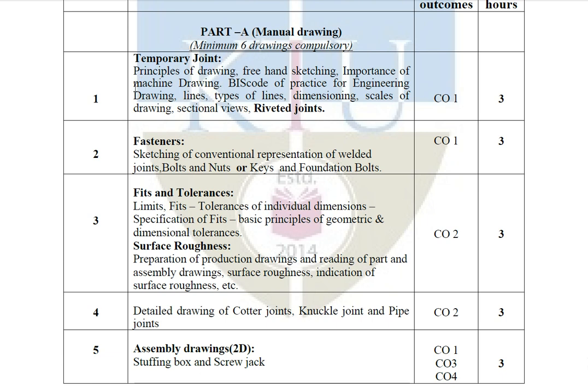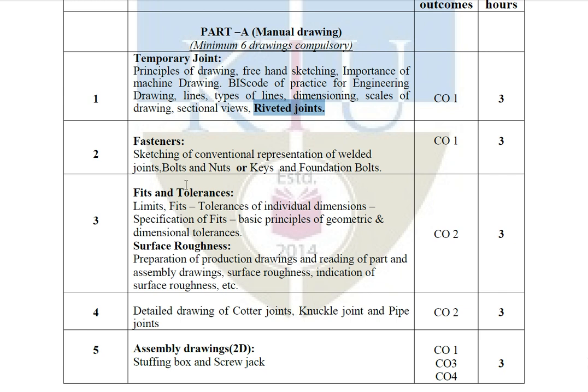In the first part, the first experiment is all about a brief introduction on drawing. You'll be given a brief introduction about the principles of drawing, freehand sketching, the importance of machine drawing, the BIS code, different types of lines, dimensioning, and all. Some of these things you might have already seen in your graphics. If there are some extra things, we will give that in. You'll be given an overview of all those things over here. Then, as a last topic, you have riveted joints.